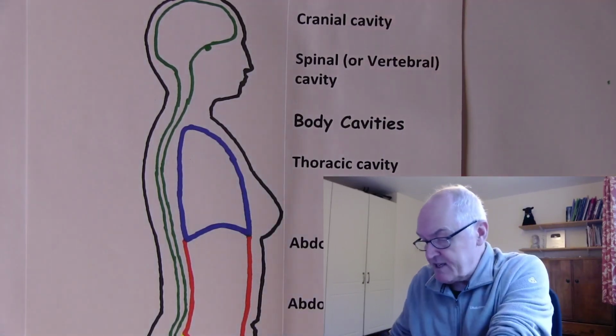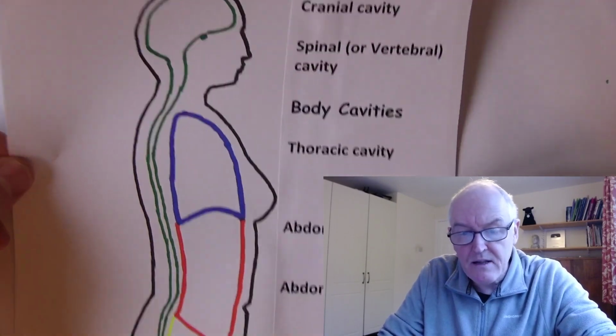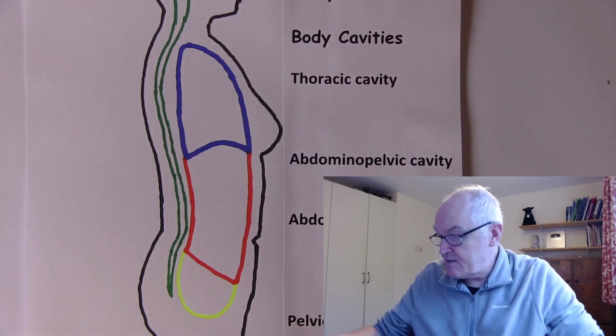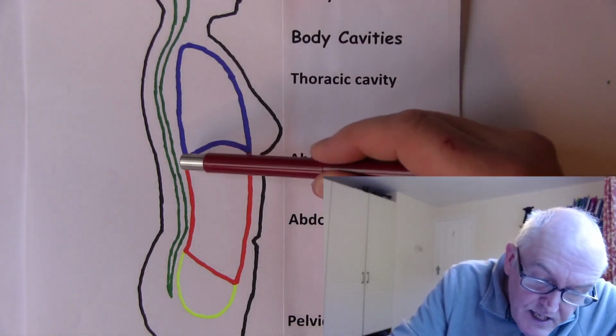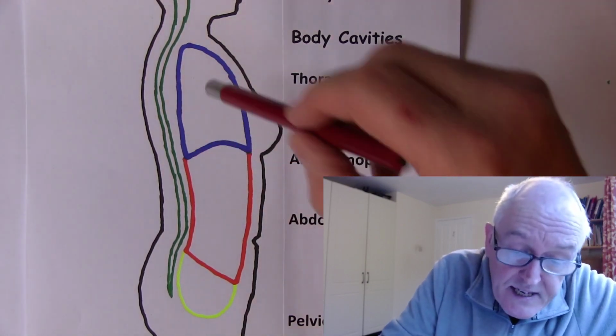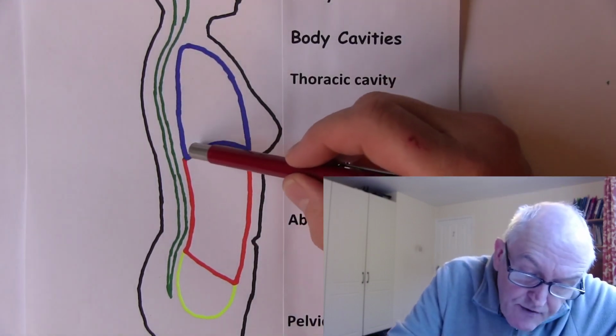Now, going lower down, we have the abdominopelvic cavity. Now I'm just going to trace the outline of this now. So it goes here. This is the diaphragm. The diaphragm is dividing the thoracic cavity from the abdominal cavity. So it's the diaphragm.